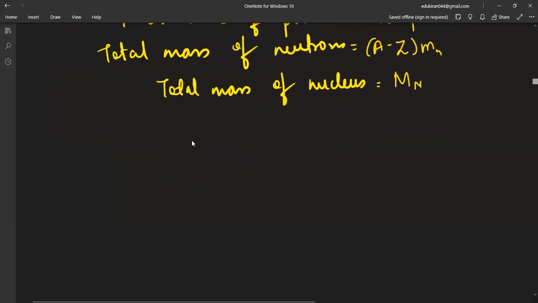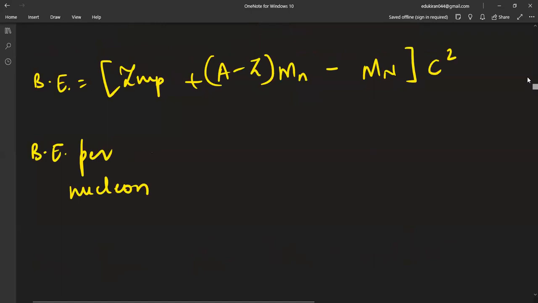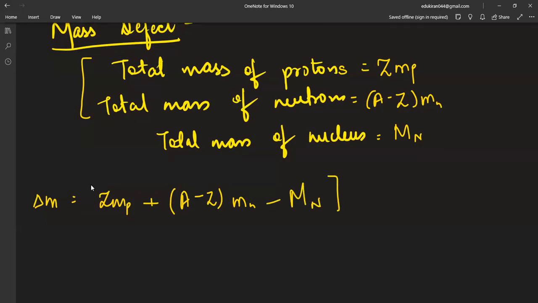Now, when we are starting with the mass defect, delta M, this is Z Mp. That is total mass, you will add these: Z Mp plus (A minus Z) Mn. Then you will subtract the mass of the nucleus. All this information will be given to you in the question. This is basically the mass defect.